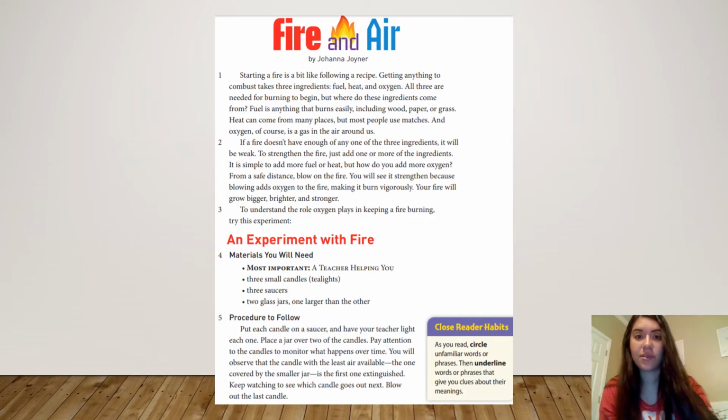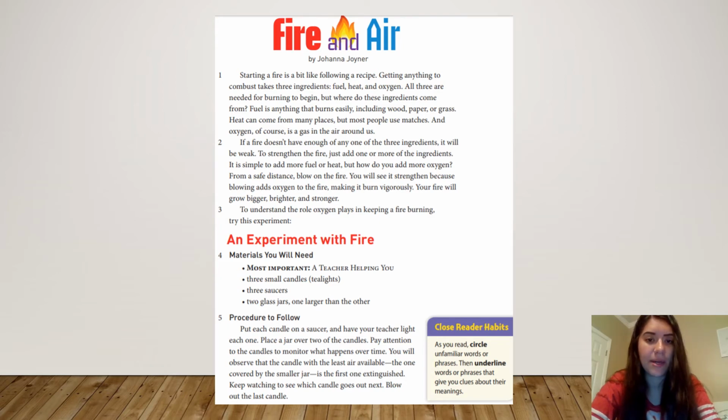Now we're getting ready to read an informational text about how fire and air interact with each other. Please follow along as I read it to you. Fire and Air by Joanna Joyner. Starting a fire is a bit like following a recipe. Getting anything to combust takes three ingredients: fuel, heat, and oxygen. All three are needed for burning to begin, but where do these ingredients come from?